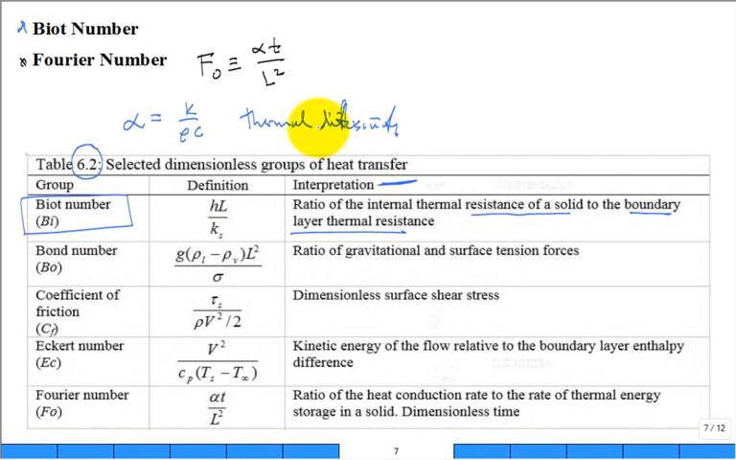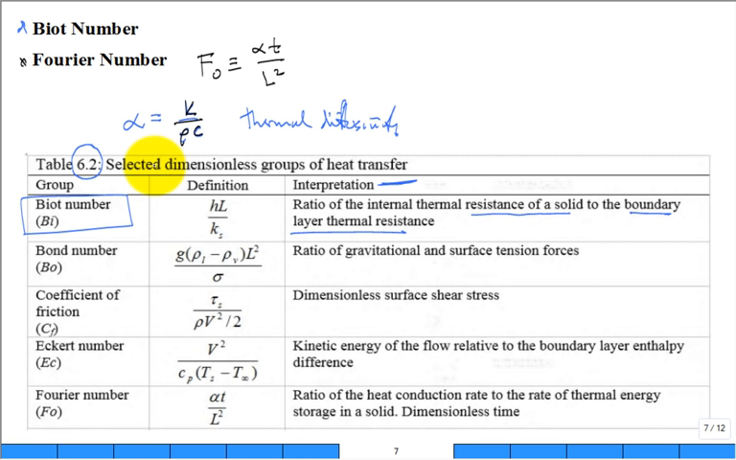Does copper have a thermal diffusivity? Yes, just like it has a density and just like it has a thermal conductivity. Does air have a thermal diffusivity? Yes, just like it has a density and a specific heat and other properties, conductivity, etc. So this is just a convenient grouping of terms, k over rho c.